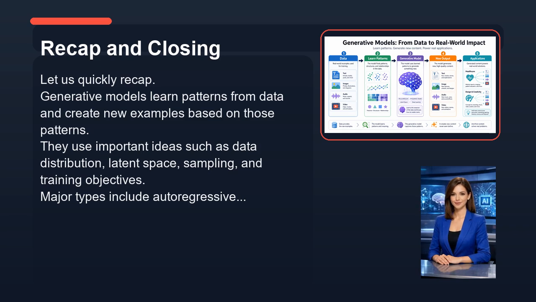Major types include autoregressive models, VAEs, GANs, diffusion models, flow-based models, and transformer-based models. They are used in text, images, audio, video, healthcare, synthetic data, design, and simulation. The key difference is that discriminative models classify or predict, while generative models create.